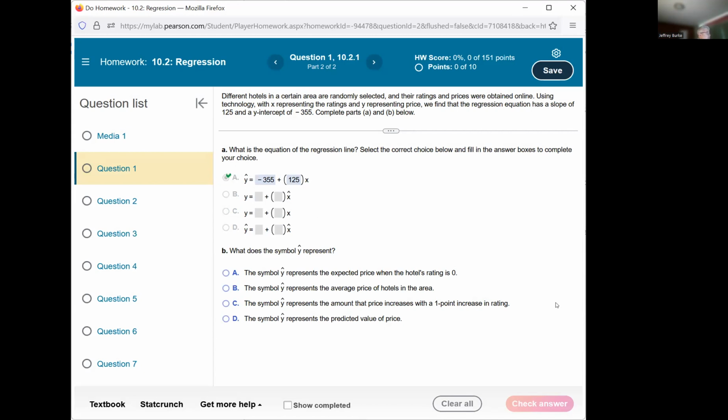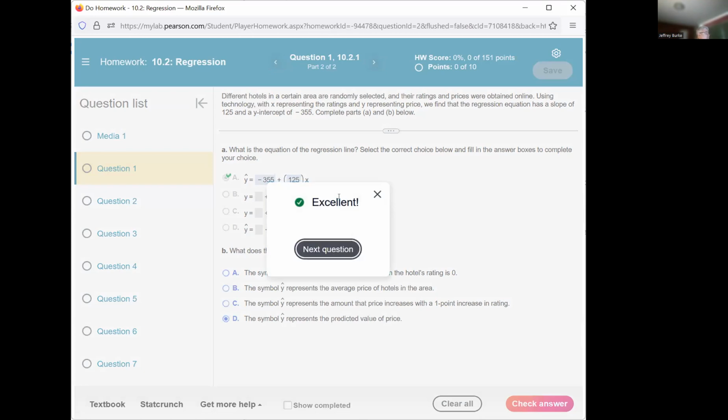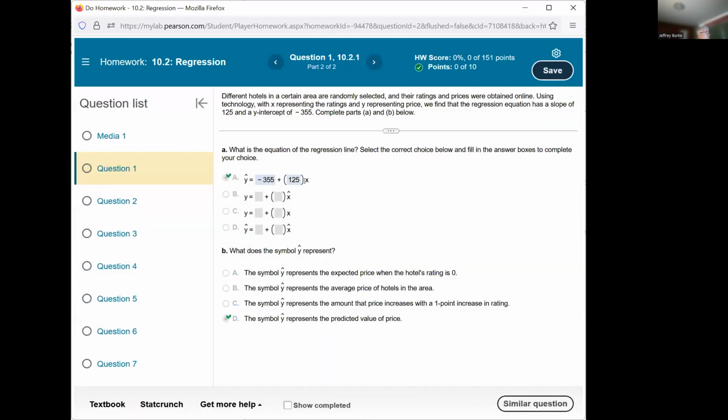The symbol y hat represents the predicted value of the price. I think that's what they're after. There you go. All right, that's it. And that prediction is going to change based on our value of x. That was something I was showing on a previous page with the equation 2 plus 3x.